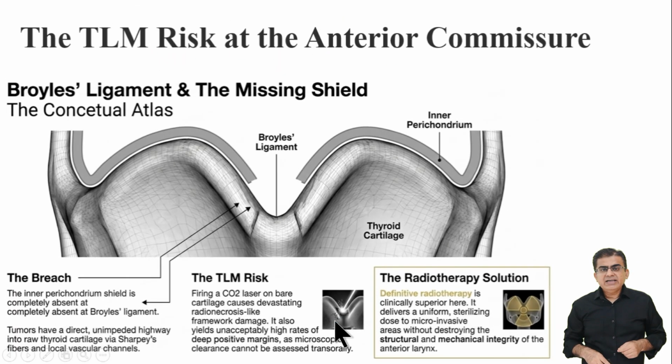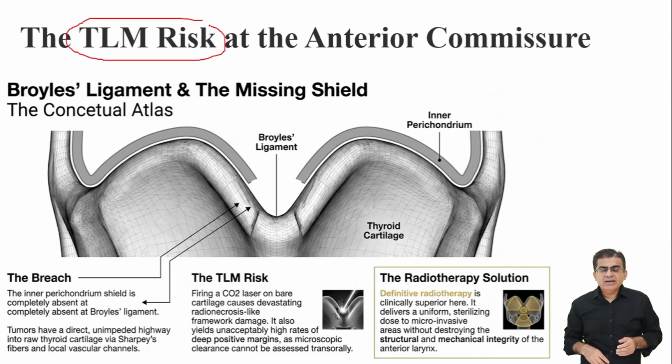Let us look closely at exactly what makes the anterior commissure so dangerous. Look at this conceptual diagram on the screen. Everywhere else in the larynx, the cartilage is perfectly protected by a tough shield called the inner perichondrium. See this.